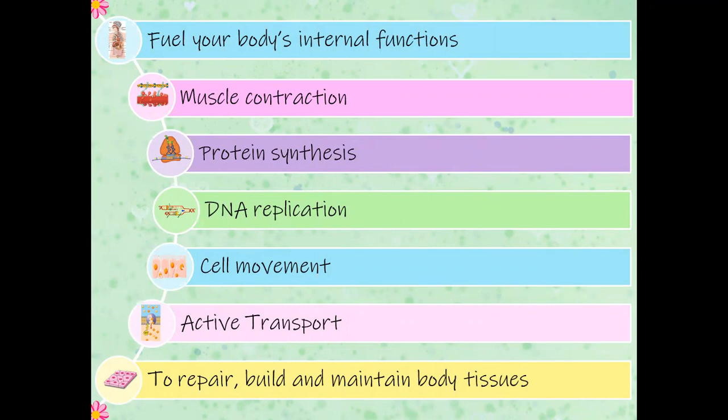Energy is used in muscle contraction, where actin and myosin proteins form cross bridges causing the muscle to contract. Energy is used in protein synthesis and DNA replication. Energy is used in cell movement, for example, where ciliated cells move the mucus up the throat.